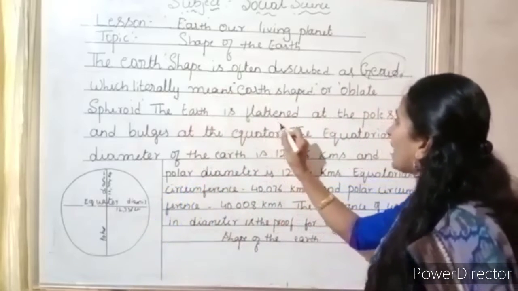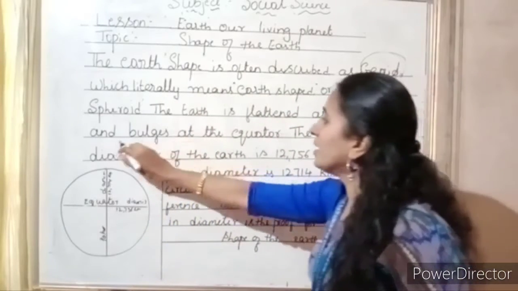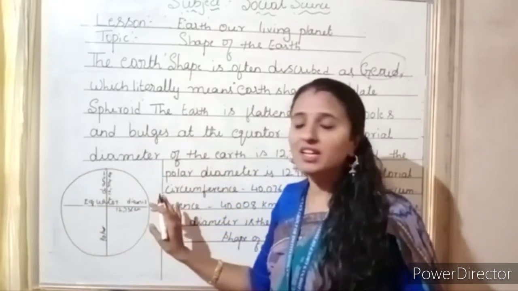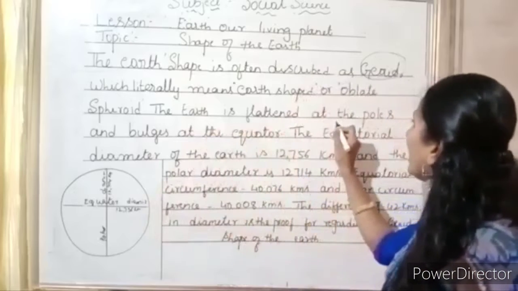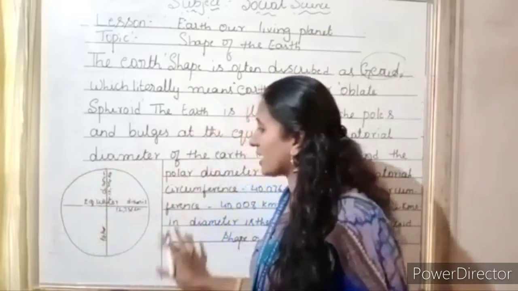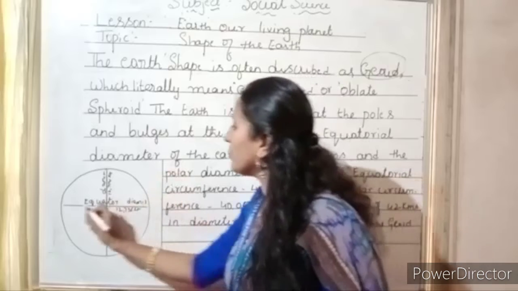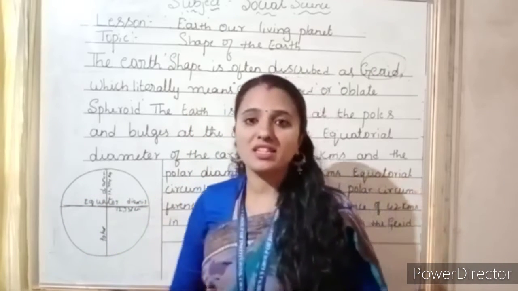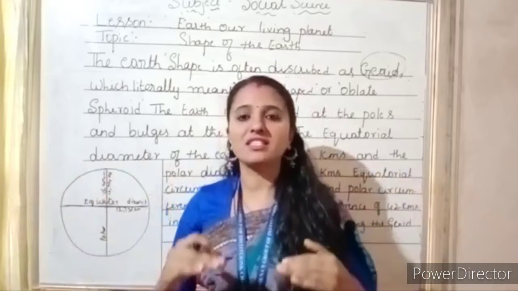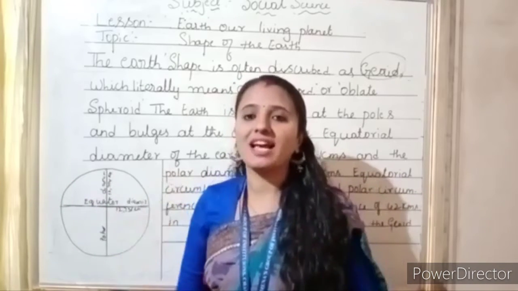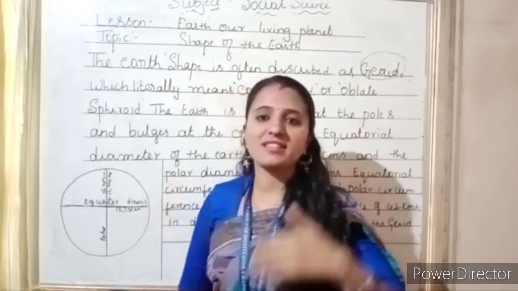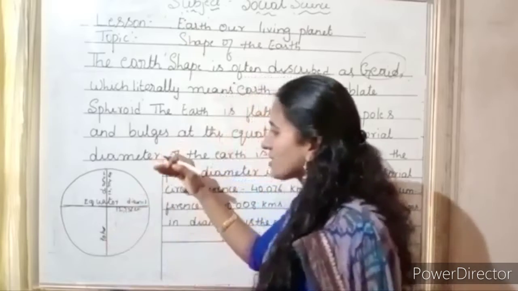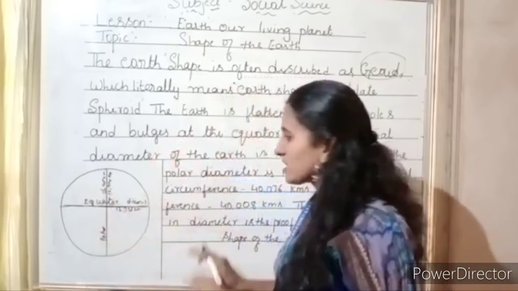The Earth is flattened at the poles and bulges at the equator. You can observe the picture also, children, here. So the Earth is flattened at the poles. First you have to understand this circle that I have drawn here. The middle part, the center part, is what we consider the equator. In a further class, I'll explain what the Tropic of Cancer and the Tropic of Capricorn are. Everything I'll explain in the next part. Just to understand some important aspects here.